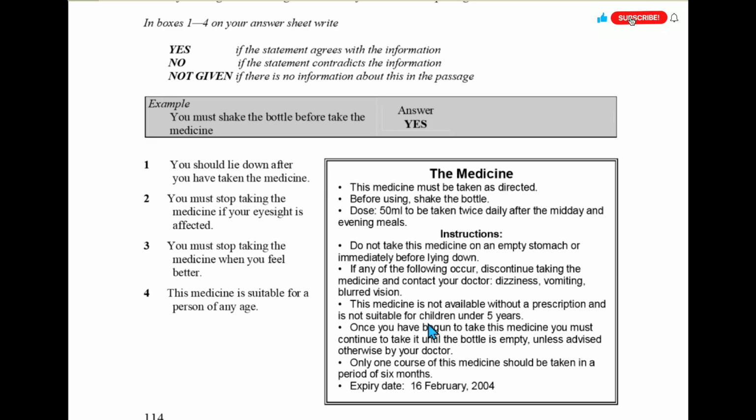I was checking this over and over after checking my answers, and I was not sure why this is a no and not a not given. So, yes, this confusion can happen. Fourth, this medicine is suitable for a person of any age, and for that, we saw in this line: this medicine is not available without a prescription, so that's the first thing, and is not suitable for children under 5 years. They are saying person of any age, and they are saying nope, under 5 years, if you are a person like that, you won't be able to use this medicine.